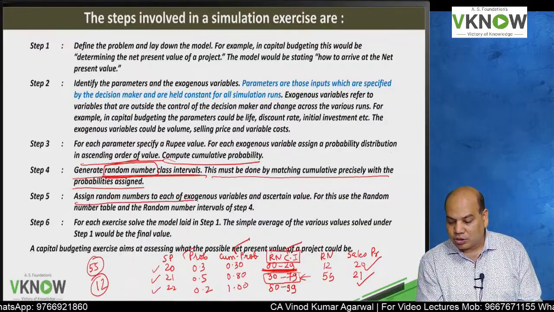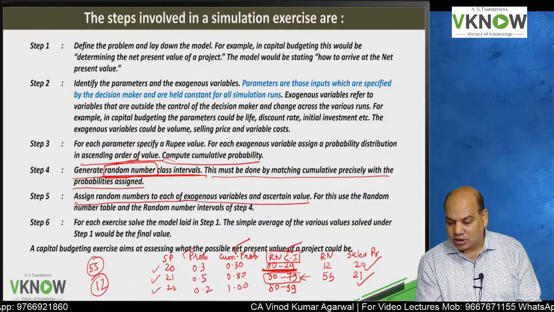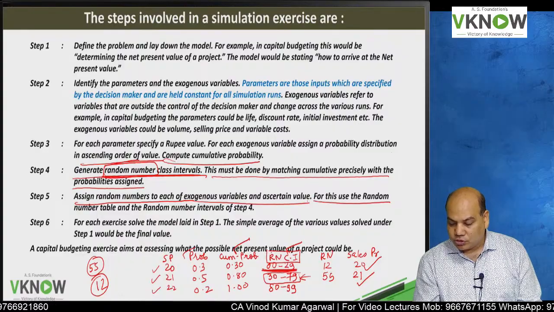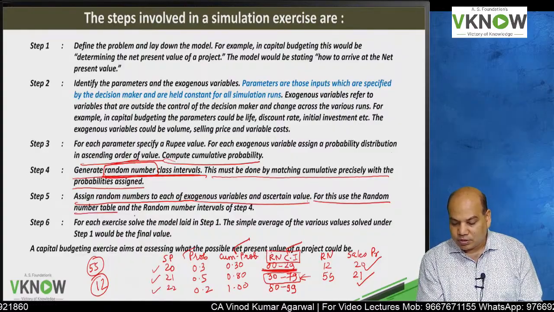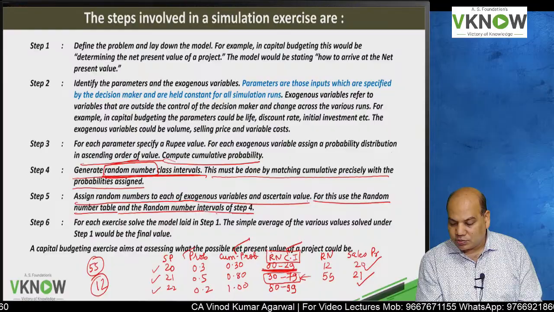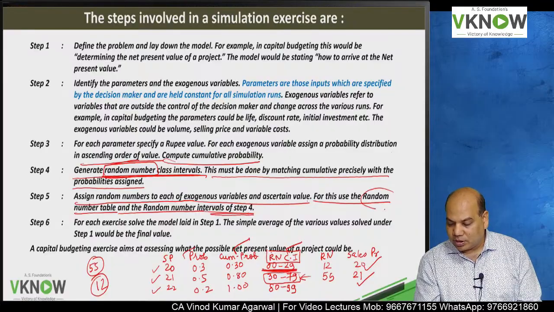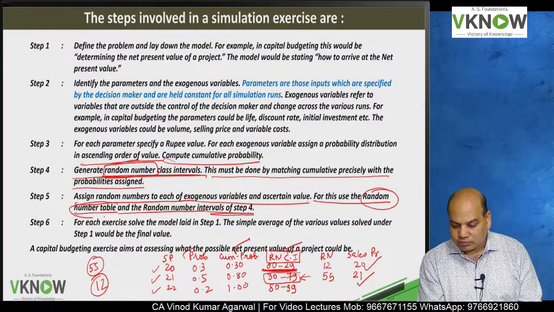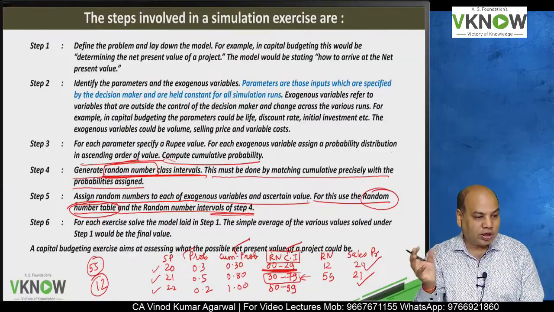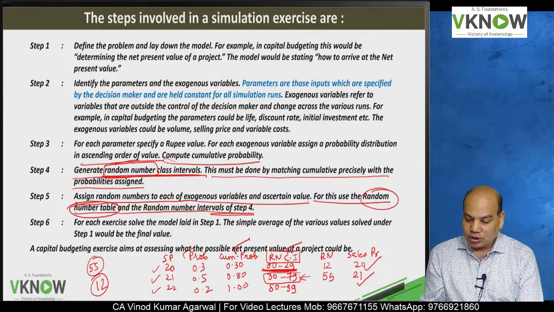Assign a random number to each exogenous variable and a certain value. For this, use the random number table and the random number intervals of step 4. Random numbers will be given to you in the question. You can't use your own random number.